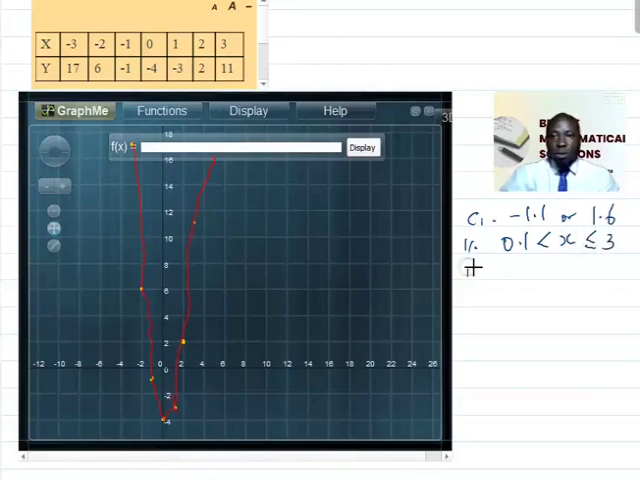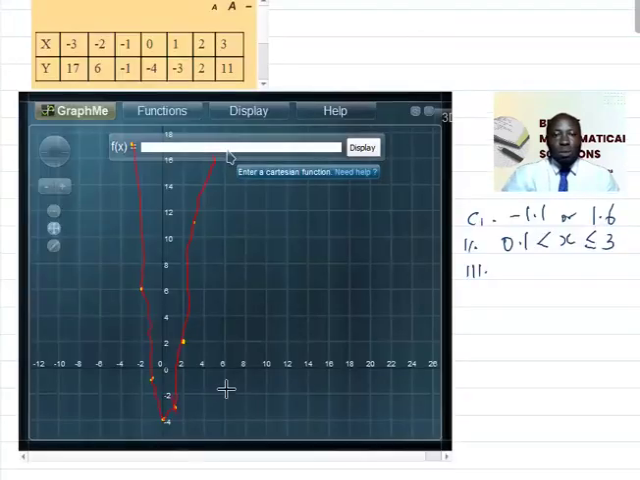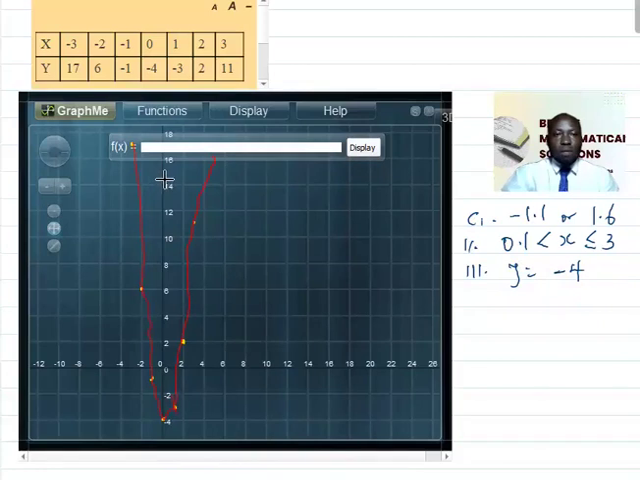So let us look at the final question. The final question says minimum point of y. So what is the minimum? The minimum point of y is this. The minimum point of y equals minus 4. So that is the minimum point. If it is a concave, they will ask for the maximum, but the minimum point is this. So that is that about that.